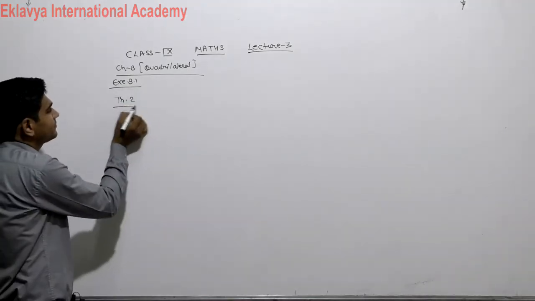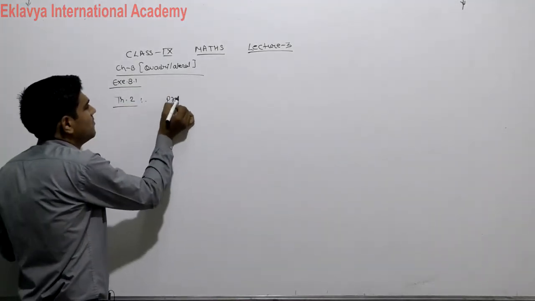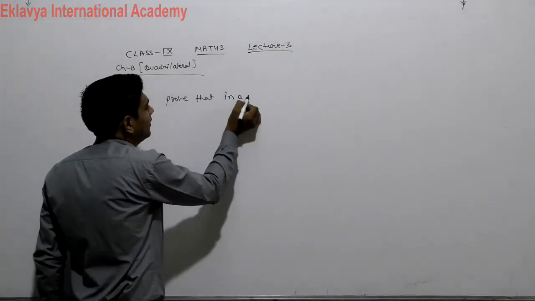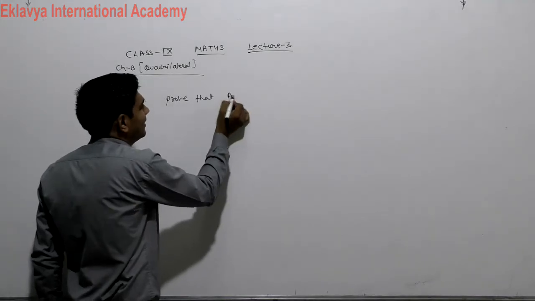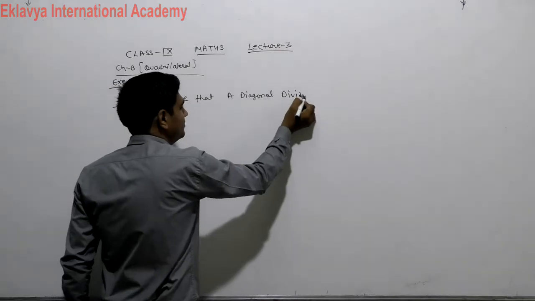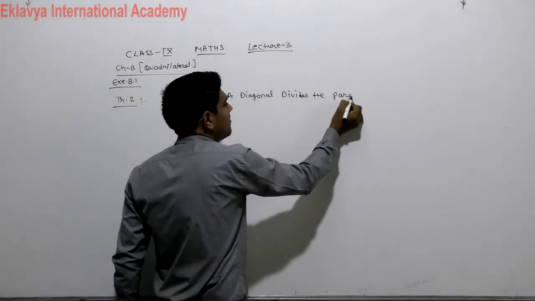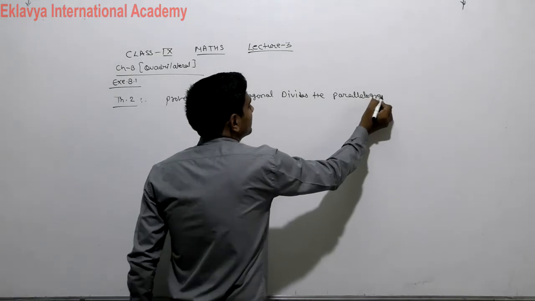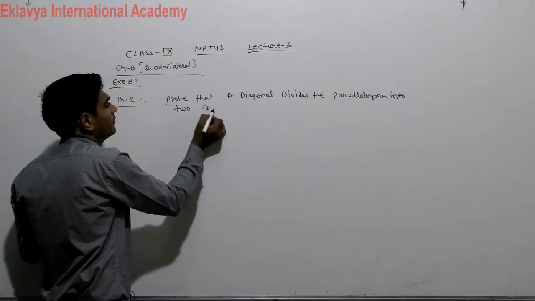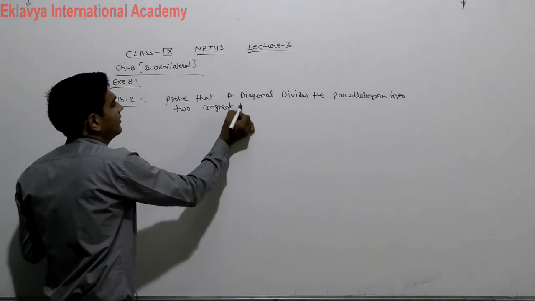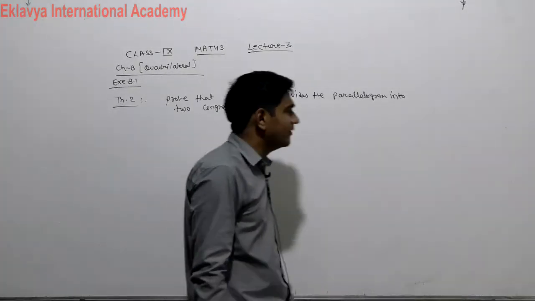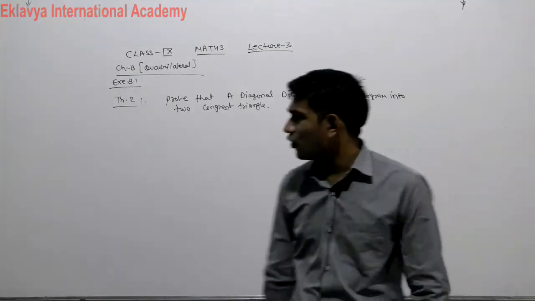Now theorem second is: prove that in a parallelogram a diagonal divides the parallelogram into two congruent triangles. Prove that a diagonal divides the parallelogram into two congruent triangles.